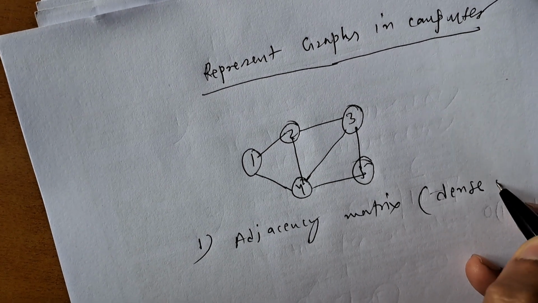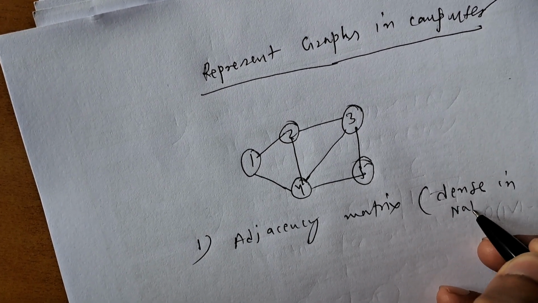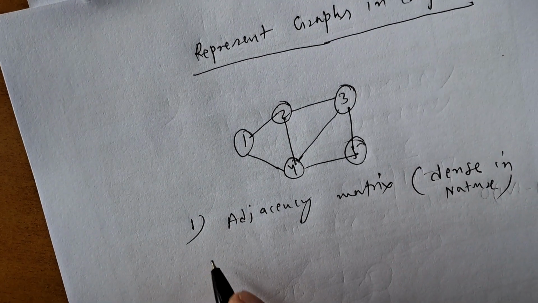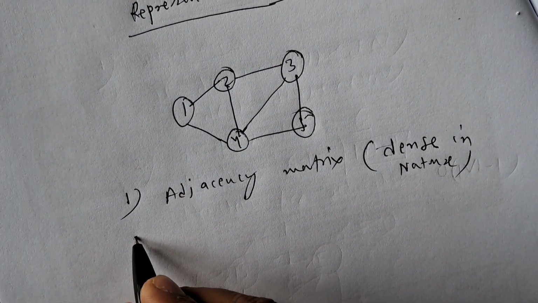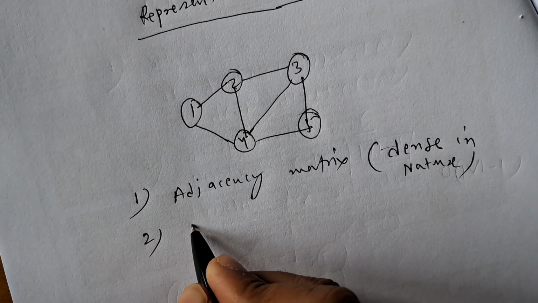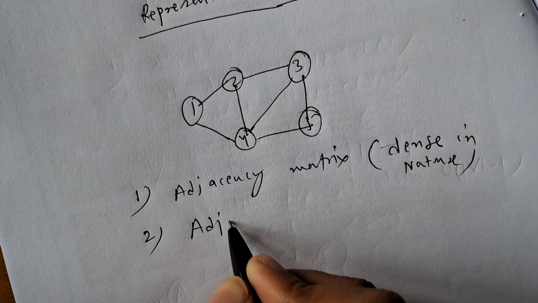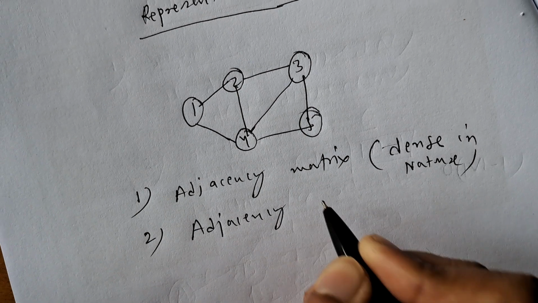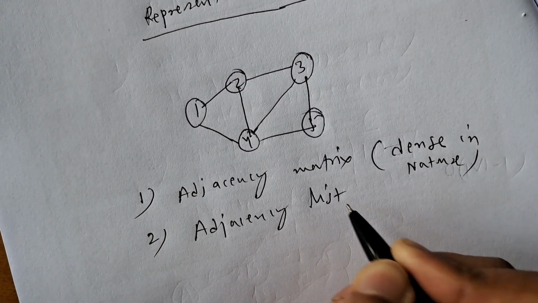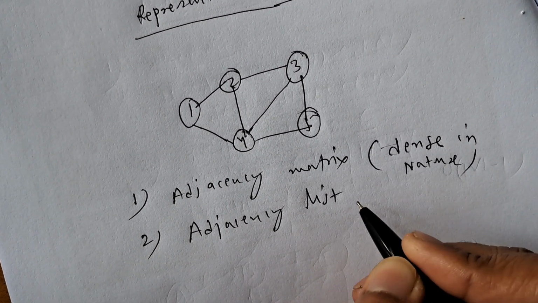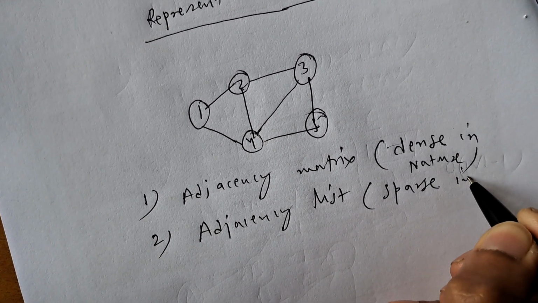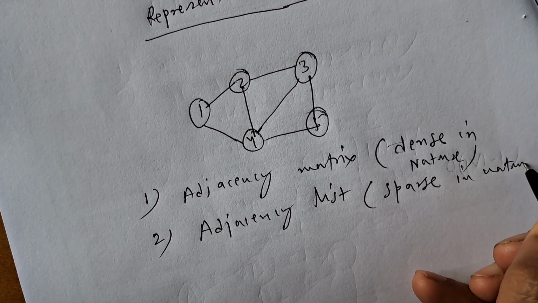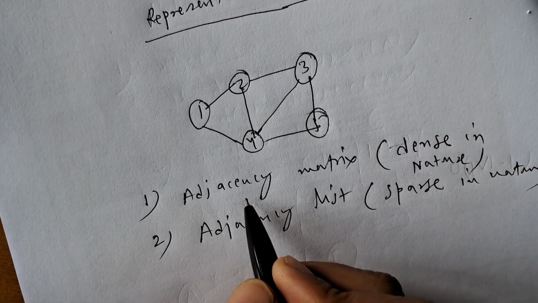If the graph is dense in nature, then normally we prefer adjacency matrix, or we represent our graph by using adjacency matrix. But if the graph is sparse in nature, then we use adjacency list. So that is a linked list kind of thing that we maintain. But this method is very much popular if your graph is sparse in nature. And both have their own time complexity.